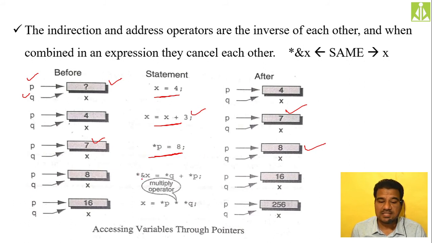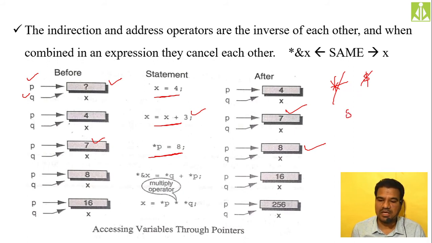See here, star and x. This is x only. Star and ampersand are inverse to one another. So if you apply both, they will simply get cancelled.